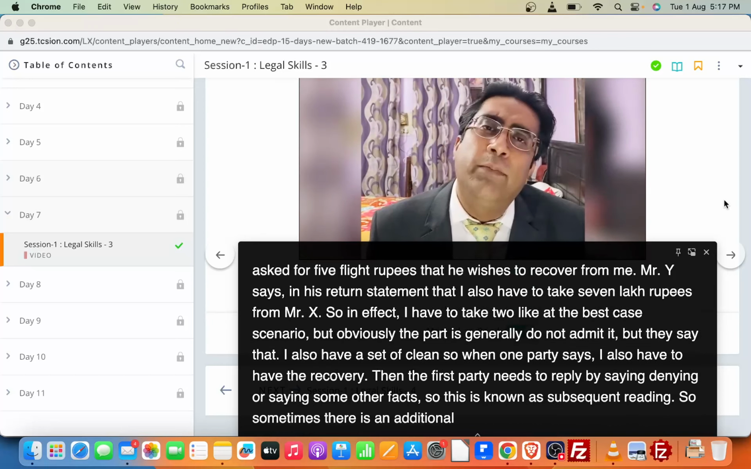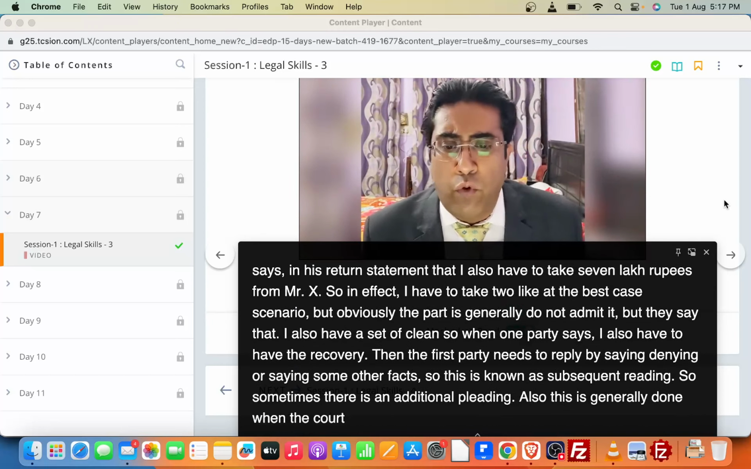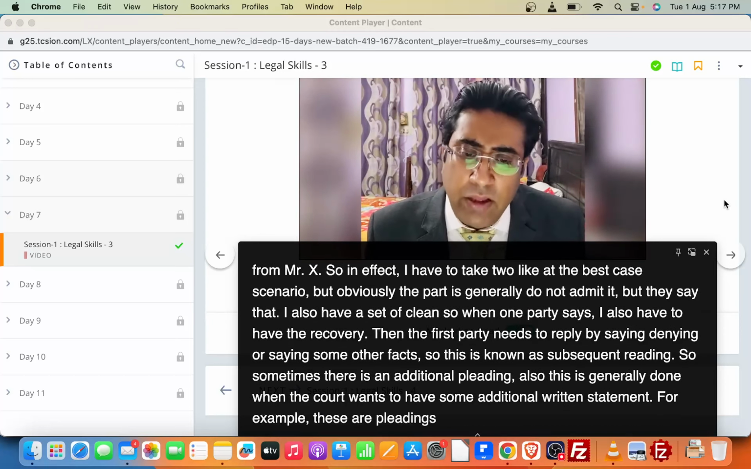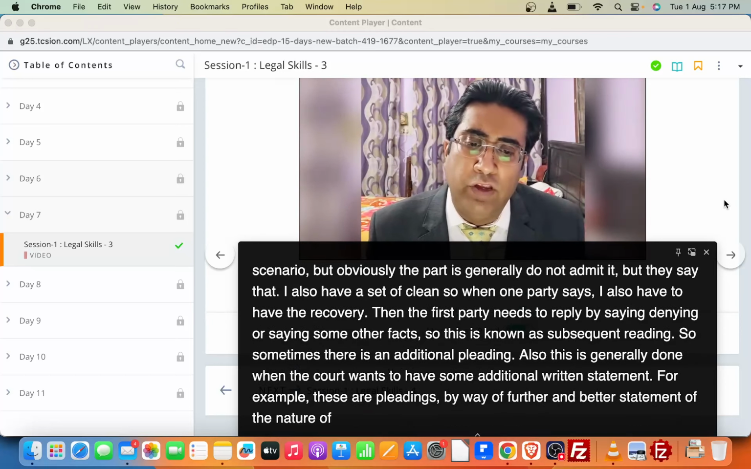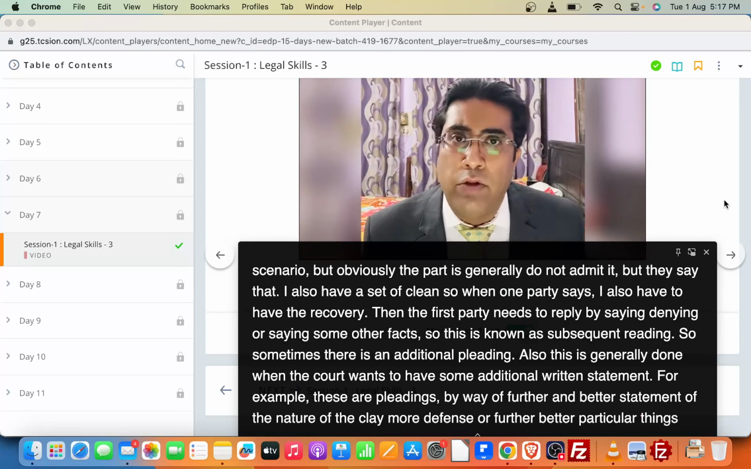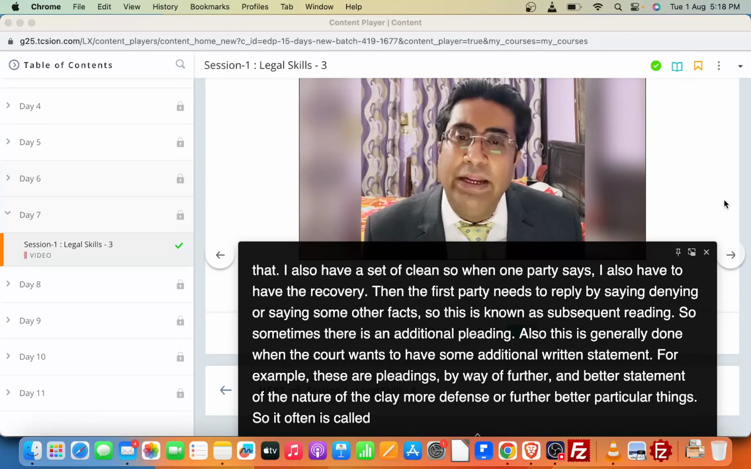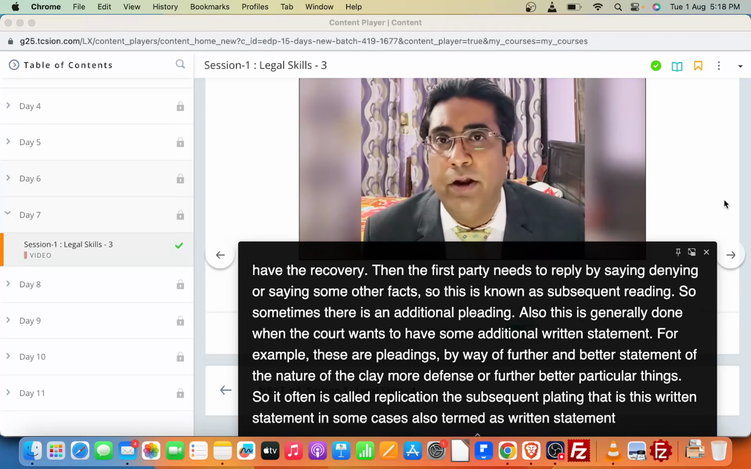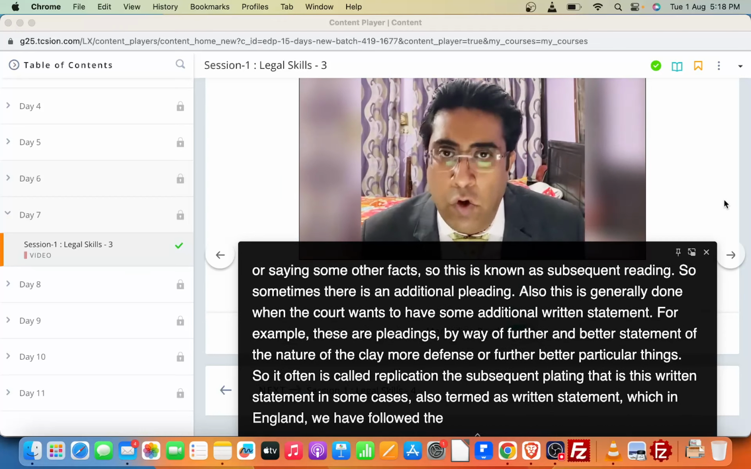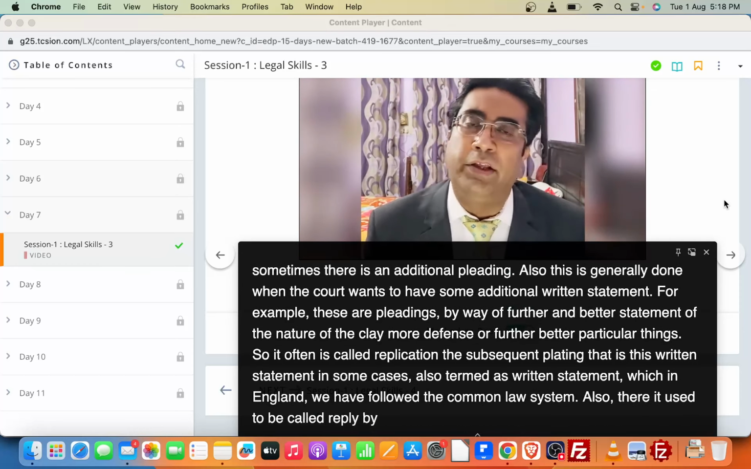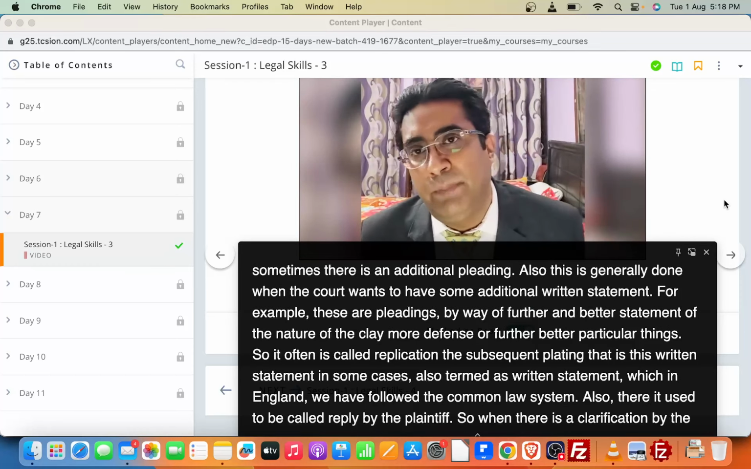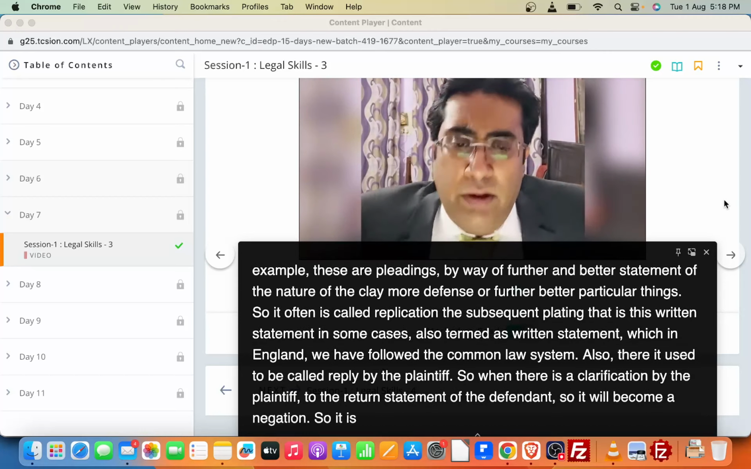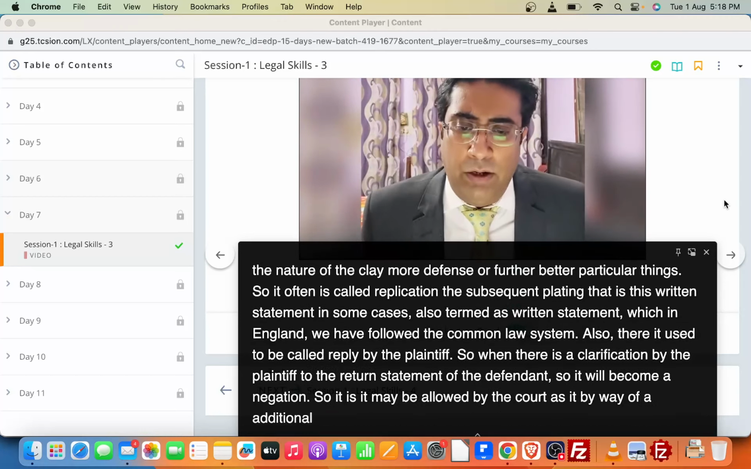So sometimes there is an additional pleading also. This is generally done when the court wants to have some additional written statement. For example, these are pleadings by way of further and better statement of the nature of the claim or defense, or further better particulars. So it often is called replication. The subsequent pleading, that is this written statement, in some states is also termed as written statement, which in England, where we have followed the common law system also, used to be called reply by the plaintiff. So when there is a clarification by the plaintiff to the written statement of the defendant, it will become a replication. So it may be allowed by the court by way of an additional pleading.